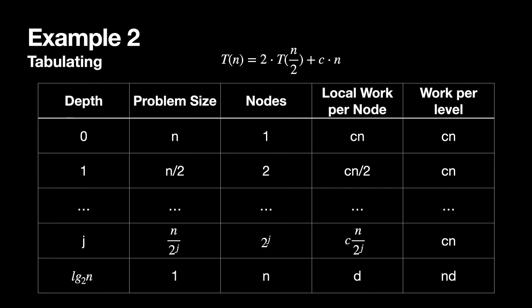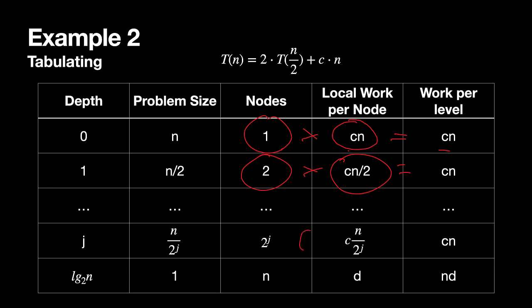Let's also think about this in terms of the work that's taking place at each level. Here's our same tree. We've got the local work per node and the number of nodes. The product of these two is the number of things times the amount of work each thing is doing, and that happens to be Cn for the first layer. In the second layer down, we've got two nodes, but each one's doing half as much work, so the product is still C times n.